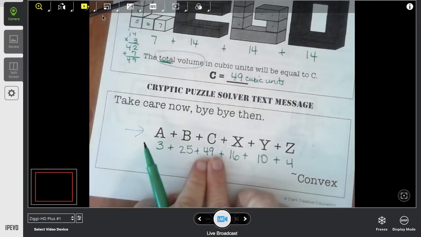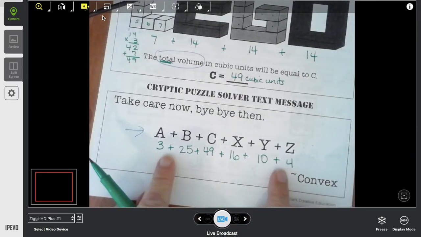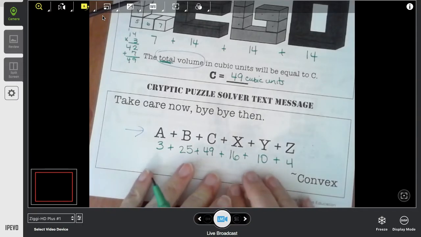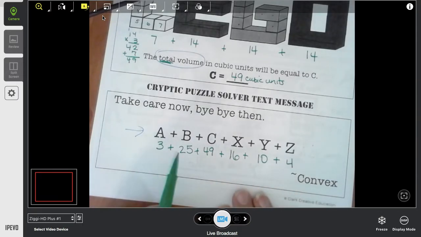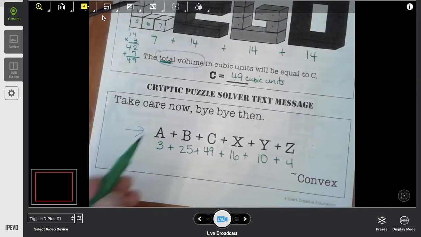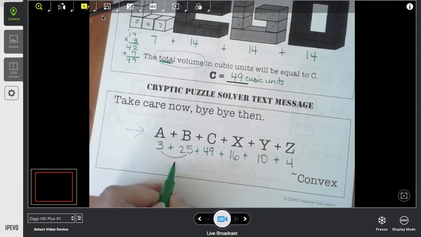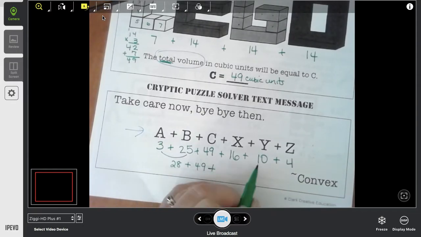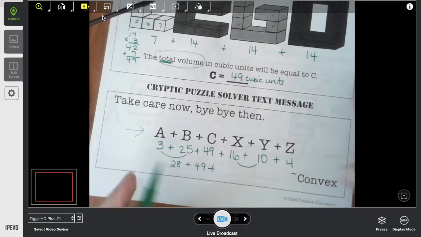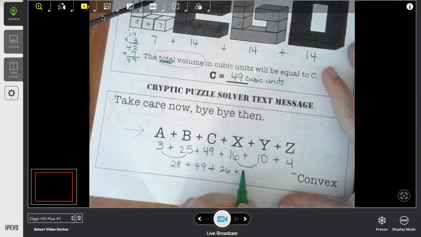Now, whenever I solve a long equation like this, I'm going to double check to make sure there's no different operations that I have to follow the order of operations. But it looks like it's all plus, so I can go in any order that I want. So I'm going to put these together in groups. So 25 and 3 is 28. I'm going to leave that 49 alone because that's a pretty big number. But I'm going to combine 16 and 10 to get 26 plus 4.